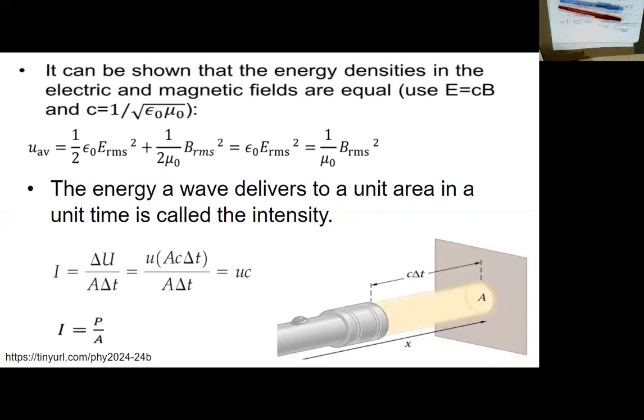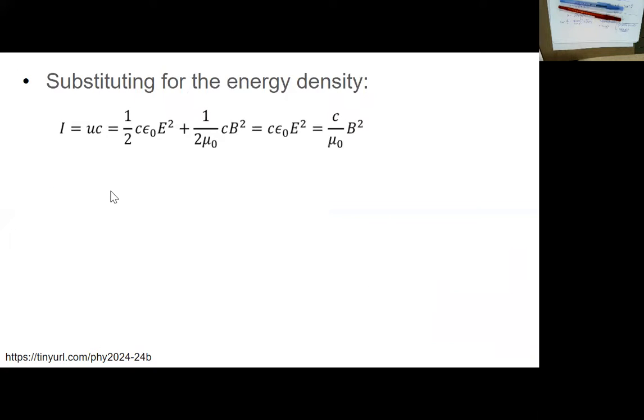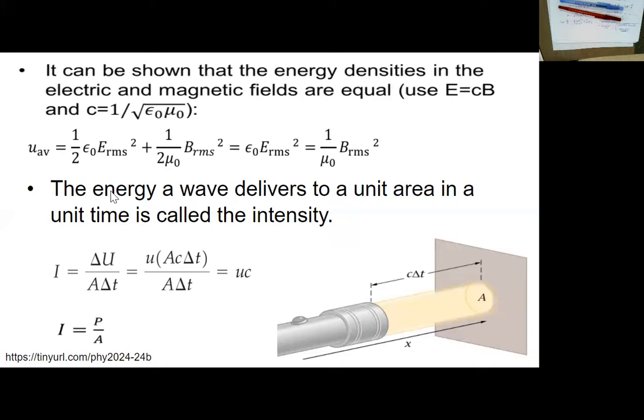Delta U is equal to the energy density times the volume of the light striking the object. The volume is calculated by using the area times c times delta t. That's the amount of light striking the object.